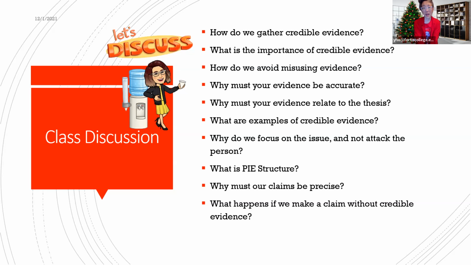And why must your evidence relate to your thesis? So that you have logos. Remember that you want to have ethos, pathos, and logos, all three of them in your paper in order for your argument to be valid. And we use PIE structure so we don't drown the reader in 1,000 statistics.